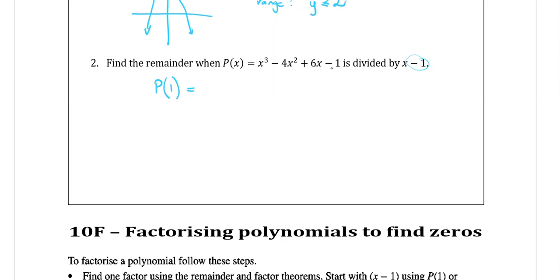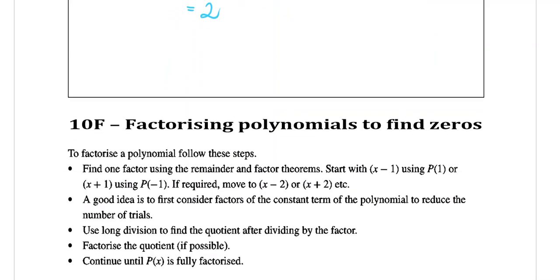So subbing that into my equation, I'm subbing in that x is equal to 1. I get 1 cubed minus 4 times 1 squared plus 6 times 1 minus 1, and that is equal to 2. So the remainder is 2. Okay, on to our new work.